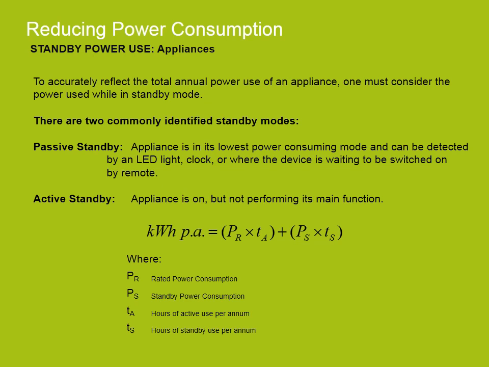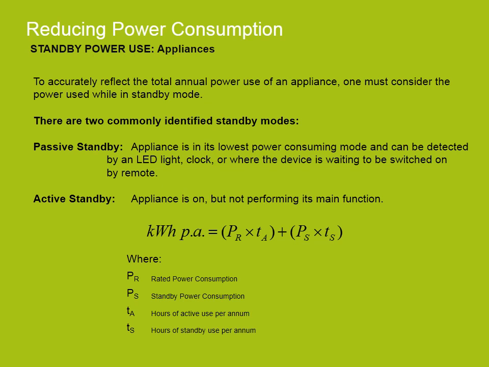Passive standby is where the appliance is in its lowest power consuming mode and can be detected by an LED light, clock, or where the device is waiting to be switched on by remote. Active standby is where the appliance is on but not performing its main function. A device is usually only completely off when it's switched off at the wall, as devices can still consume very small amounts of power even when they are switched off at the device's power switch if it has one.